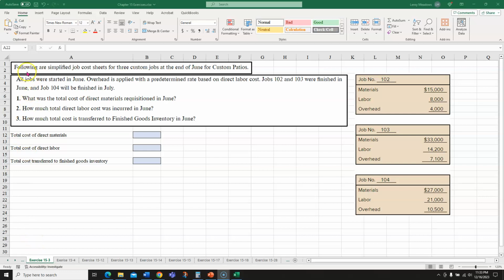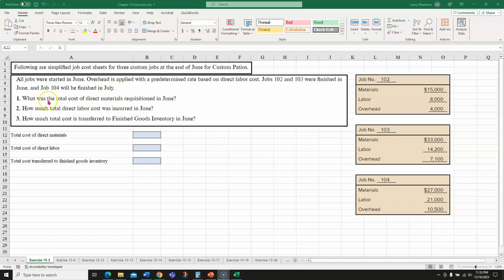Exercise 15-3. The following are simplified job costing sheets for 3 custom jobs at the end of June for custom patios. All jobs were started in June. Overhead is applied with a predetermined rate based on direct labor costs. Jobs 102 and 103 were finished in June, and job 104 will be finished in July. Now we're asked 3 questions.